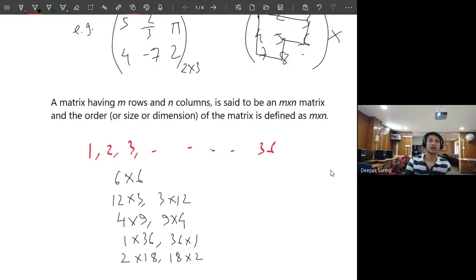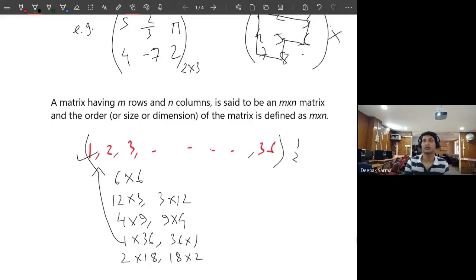So what we mean here by 1 by 36 is actually this one. If you write this list as a matrix this way, then this one is nothing but 1 by 36: 1 row and 36 columns. This one is also a matrix, because by definition we have some numbers in rectangular form. How many rows? 1. How many columns? 36. So this one is a 1 by 36 matrix. So what about 36 cross 1, if I write them vertically?